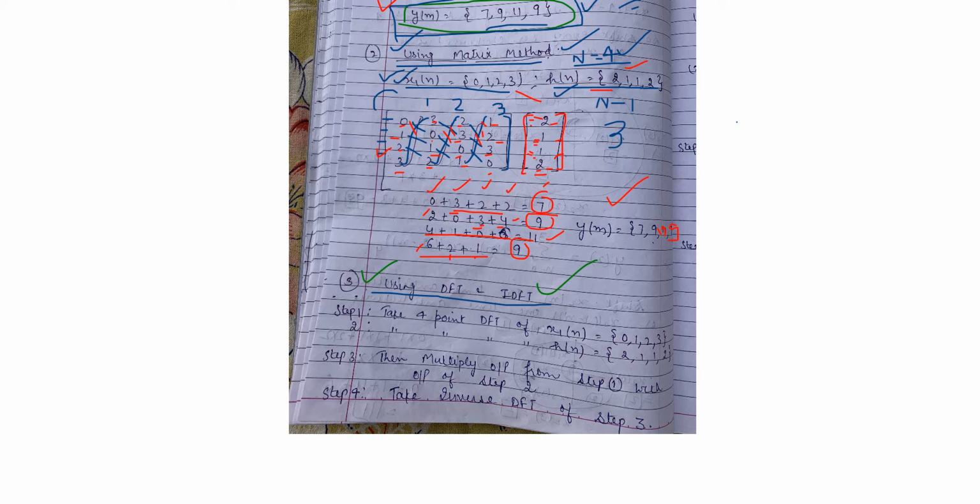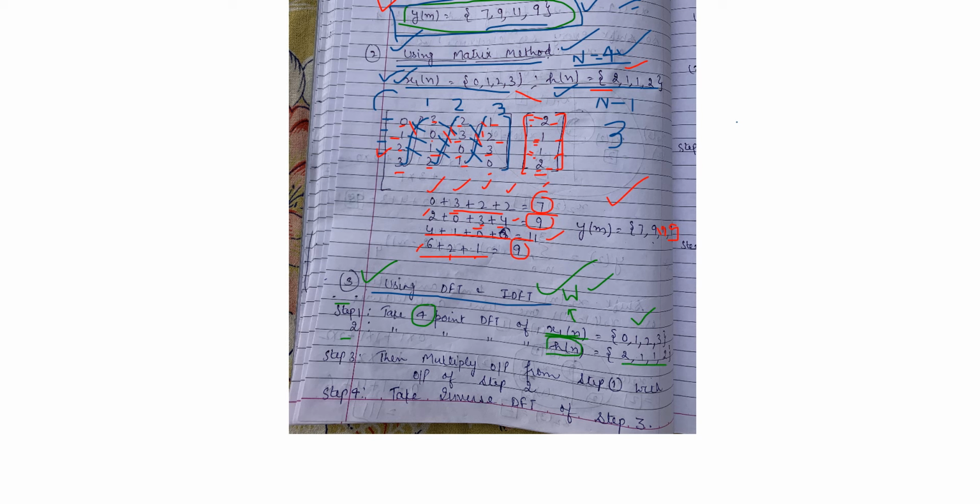Similarly, we can perform circular convolution using the discrete Fourier transform and IDFT method. The steps are: step 1, take the 4-point DFT of sequence x1 of n. Why 4-point? Because the length of the sequence is 4. Take the 4-point DFT of the x1 of n sequence by the easy method, using the twiddle factor. Clear? Then step 2, take the 4-point DFT of sequence h of n. The given sequence is 2, 1, 1, 2.